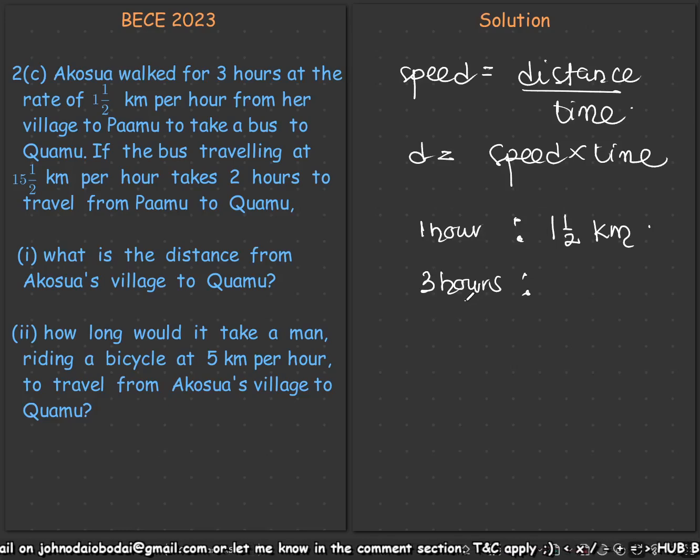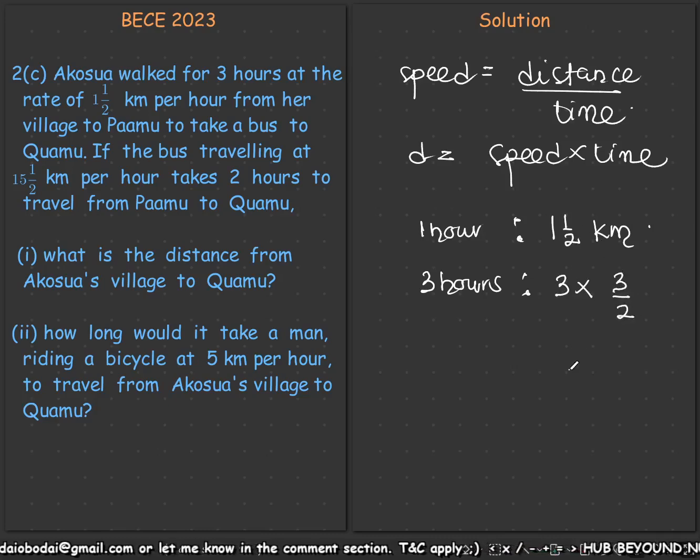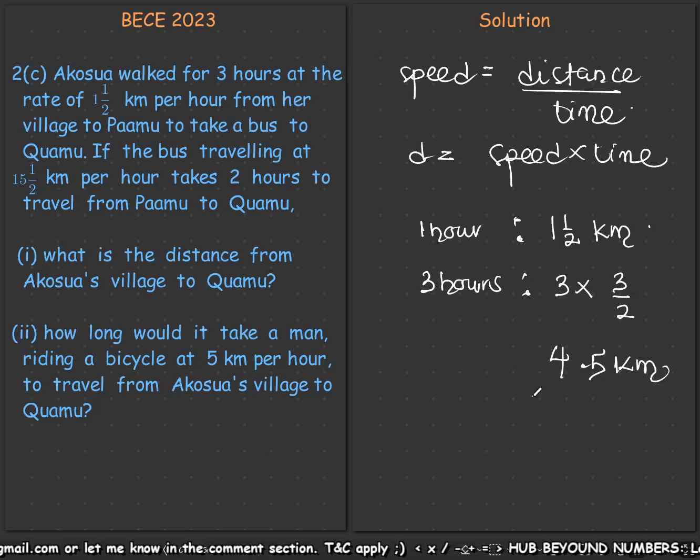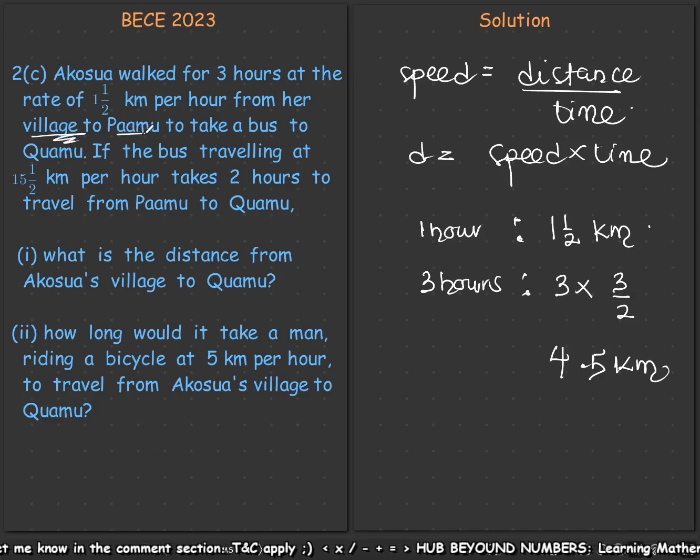And that is more. So if more, let's multiply. That is where we multiply 3 by one and a half, which is actually 3/2. Evaluating this further, you are going to get 4.5. That is 3 times 3 gives us 9, and 9/2 is 4.5. So it means that she has walked 4.5 kilometers from the village to Paamu. That is how long she has walked.